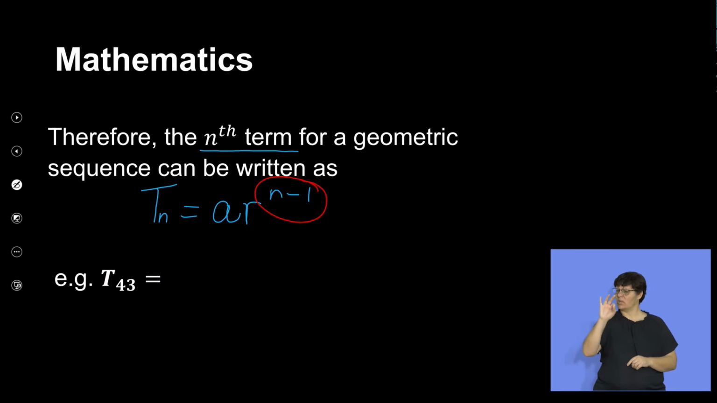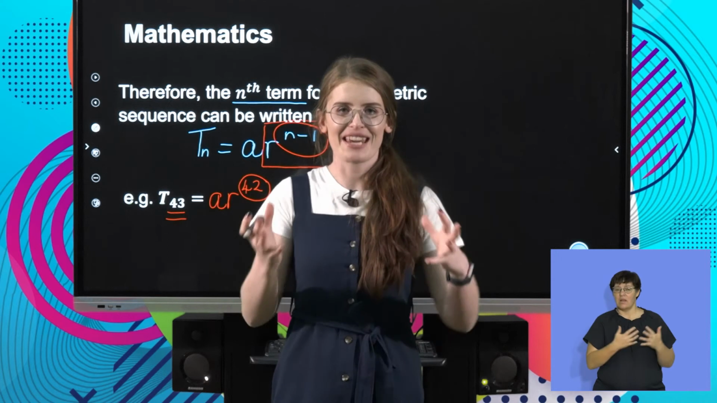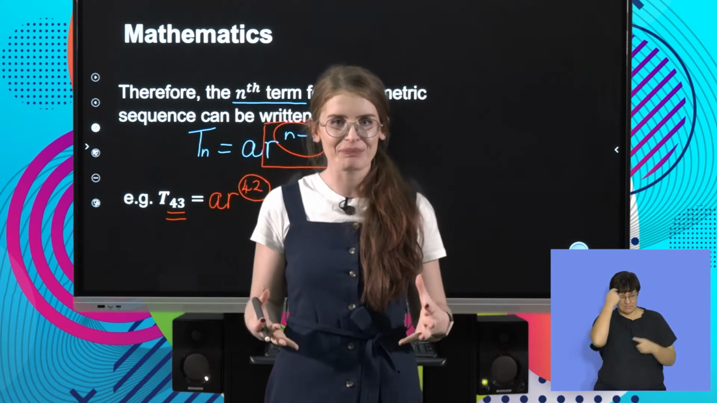So every single time we're finding the term value in a geometric sequence, the ratio is to the power of the term number minus 1. So if I wanted to write down T43, I'm going to have A R to the power of 42, because 42 is 1 less than the term number. I'm hoping that you're all with me. Please just take a second to take it all in.